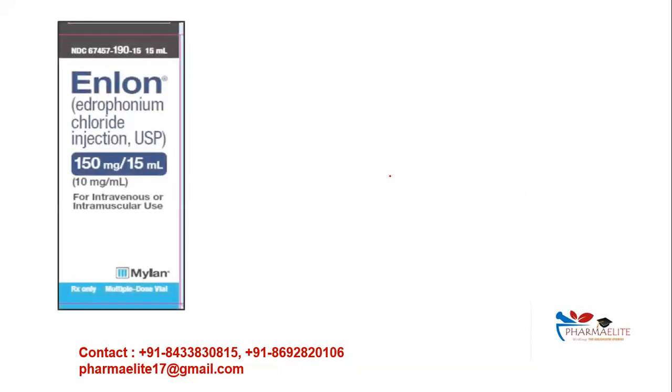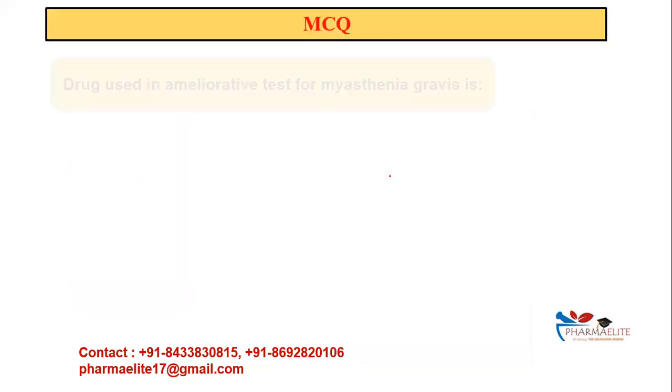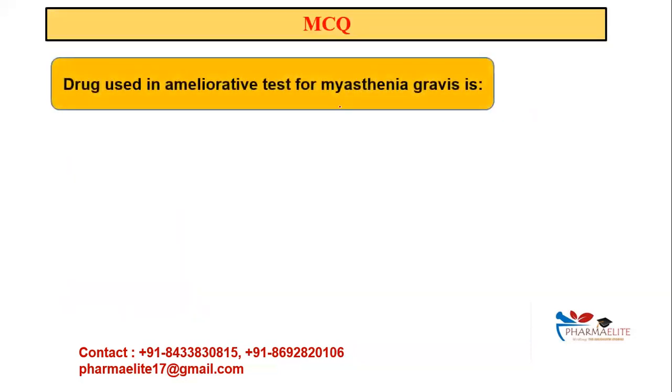Coming on to the next part, some brand products. Enlon by Mylan is very common, Edrophonium injection. So this is important when it comes to the NIPER part where they can ask you the brand names. MCQ, as I have mentioned, very important. The drug used in the ameliorative test for Myasthenia Gravis. This is a very common question.